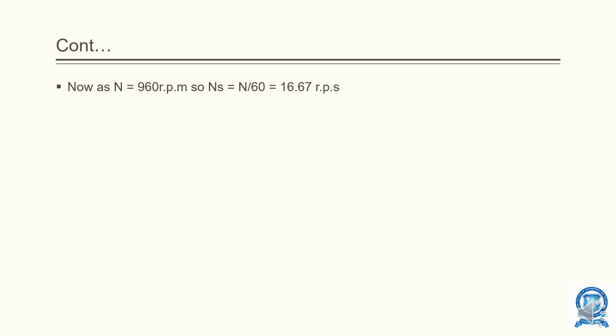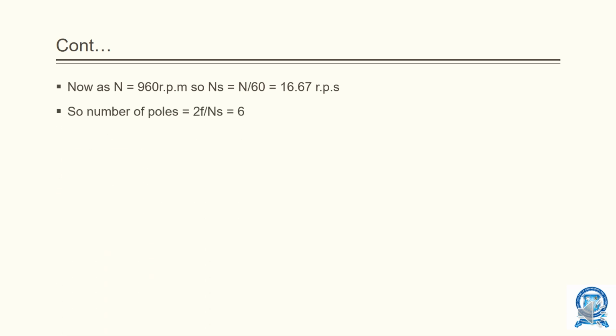Now the speed is given in terms of RPM, so I need to find the speed in terms of RPS, rotations per second. So just I need to divide it by 60. So speed is given as 960 rpm. So while dividing, I'll be getting 960 divided by 60. I'm getting a value of 16.67 rps.